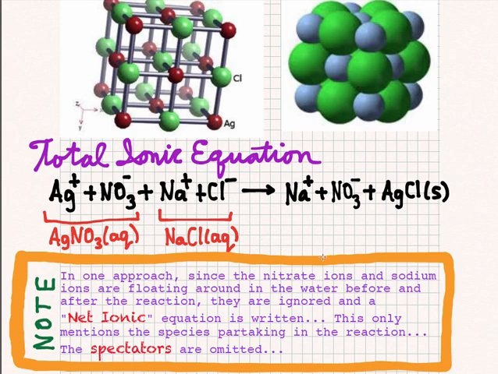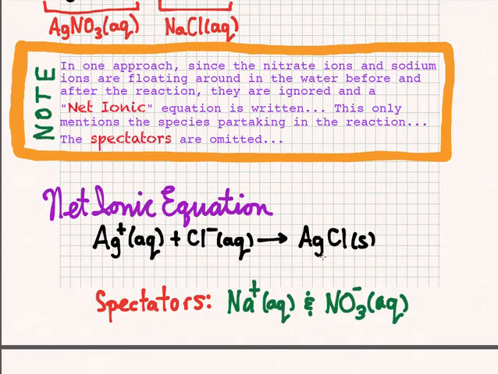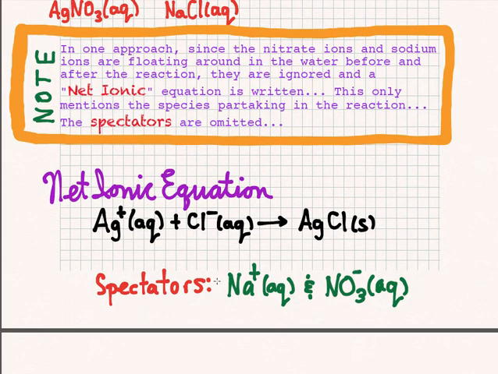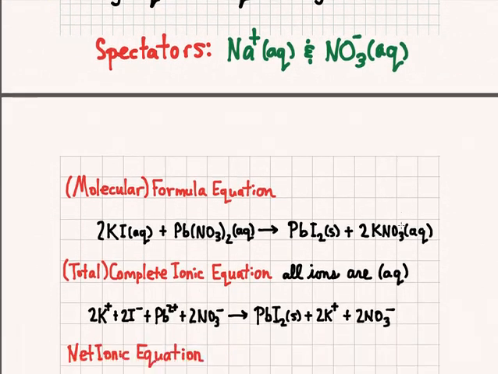And lo and behold, all I have left is what we call the net ionic equation. The net ionic equation only lists the species that are interacting. So spectators be gone, and the silver ion in one beaker of water mixed with the chloride ion in another beaker of water produce silver chloride solid. Indeed, that is how you could make some silver chloride via precipitation.